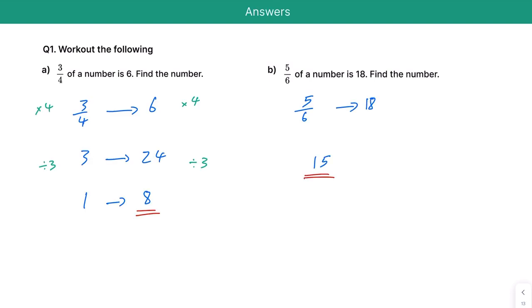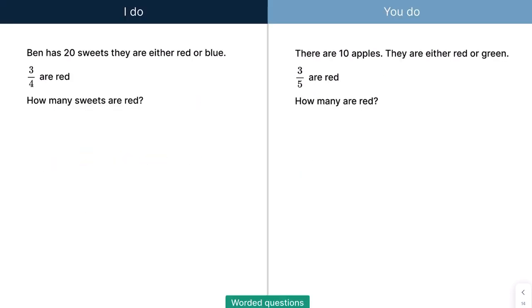Press pause and have a go. Here are the answers. Mark your work. And now moving on to worded examples.